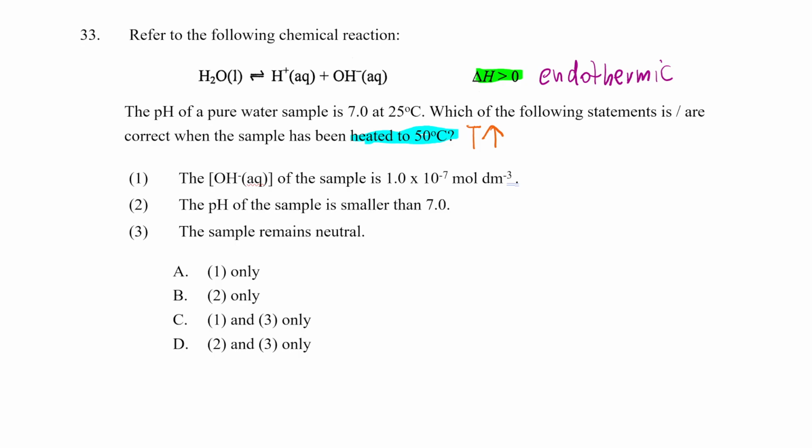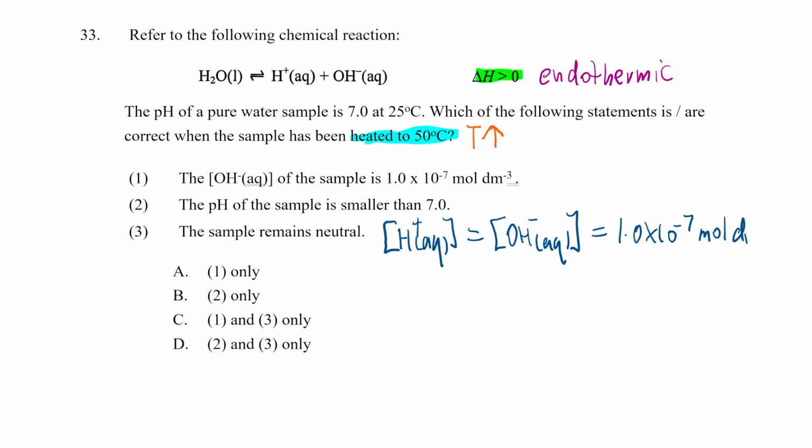It says that the concentration of hydroxide ions of the sample is 1 times 10 to the power negative 7 mole per dm cube. Actually, the concentration of hydrogen ions should be equal to the concentration of hydroxide ions when the pH is 7 at 25 degrees Celsius. This is definitely true. It's going to be equal to 1.0 times 10 to the power negative 7 mole per dm cube. This is what you have learned in book 2A in the topic of acids and alkalis.